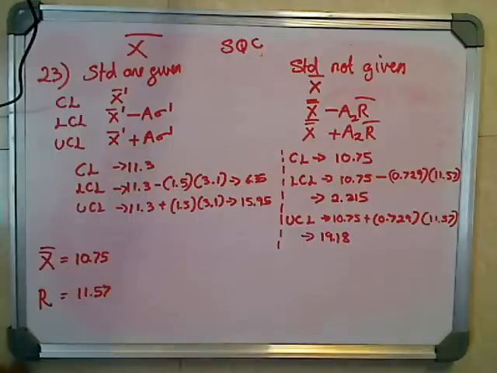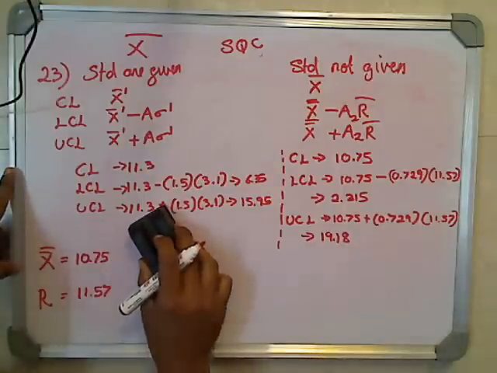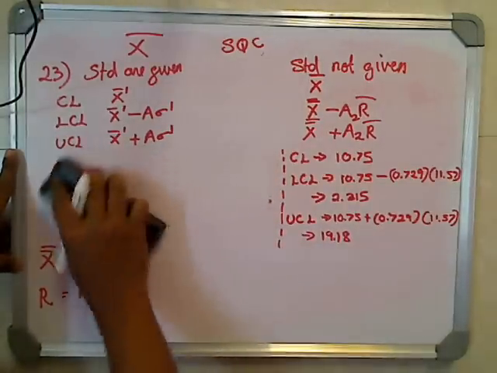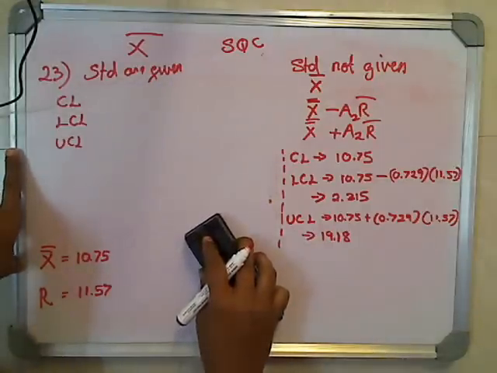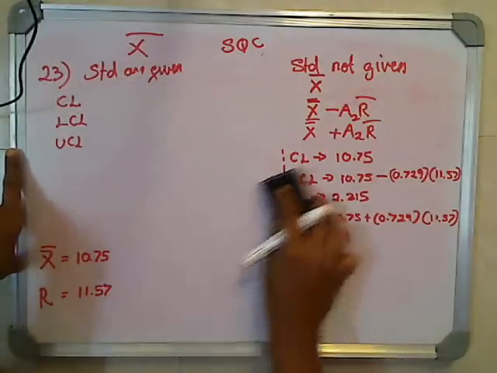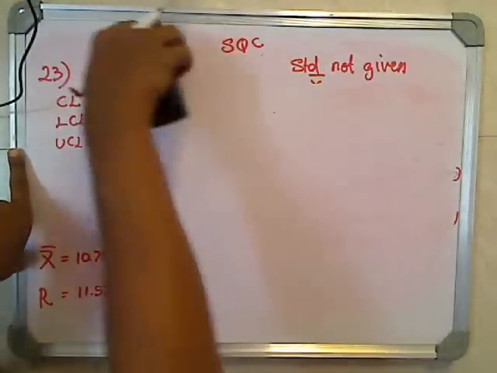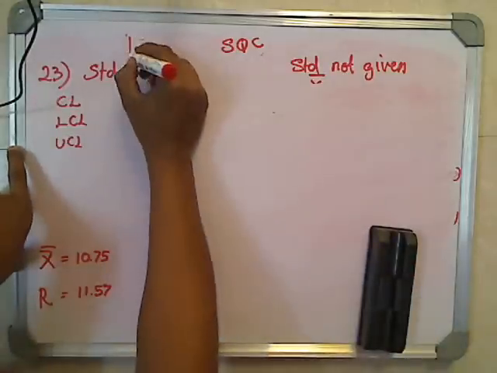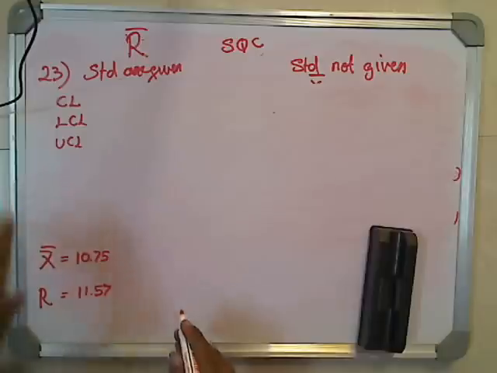Okay. Now the similar thing is what you need to do when it comes to finding the values for the R chart. Now let's look at the R chart. The formulas are different here. So let's go through them quickly. In the R chart as well, you need to look at cases where the standards are given and the standards are not given.